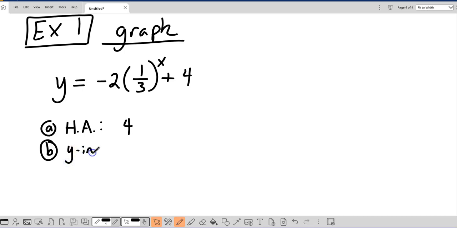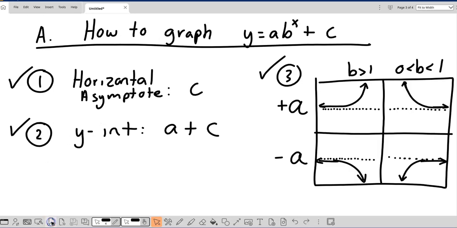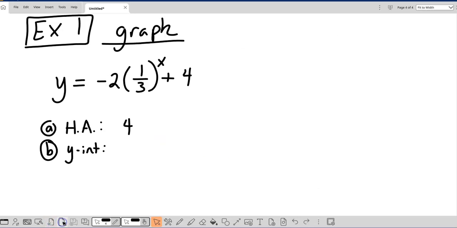Next, my y-intercept is the next thing we'll look at. The y-intercept is a plus c. So this is my a, this is my c. So my y-intercept is going to be those two things added together. Negative 2 plus 4 gives me a positive 2.